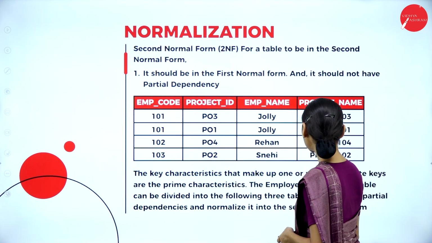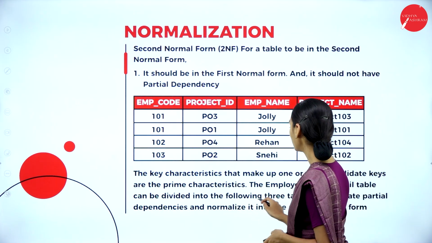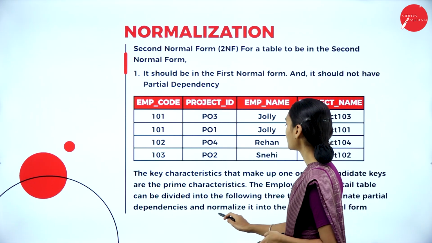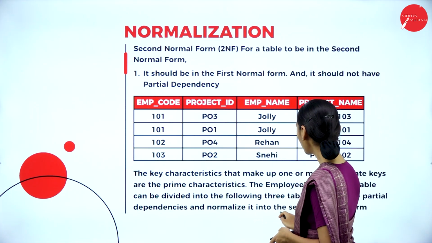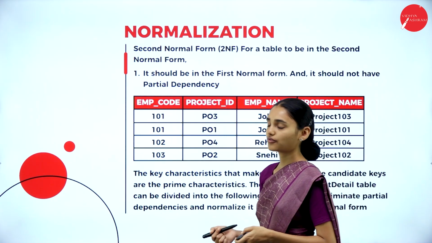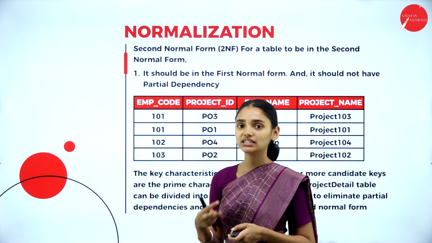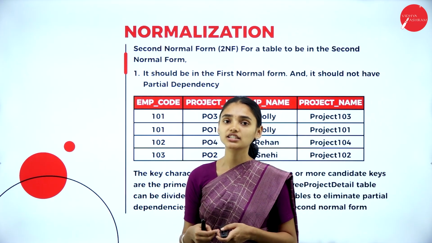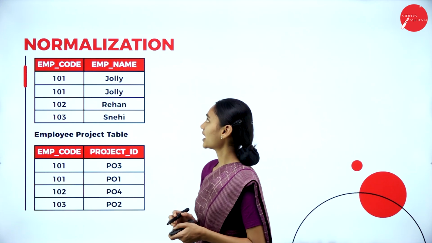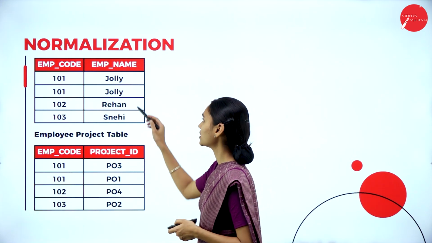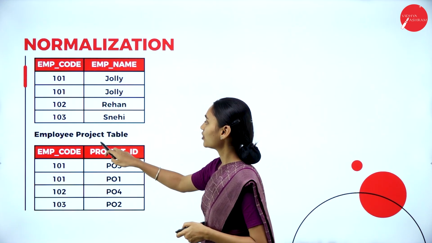The employee project detail table can be divided into the following three tables to eliminate the partial dependency and normalize it into the second normal form. So using this table, we can divide it into three tables to reduce the partial dependency. So we have employee code and employee name. This is one table, and employee and project code.